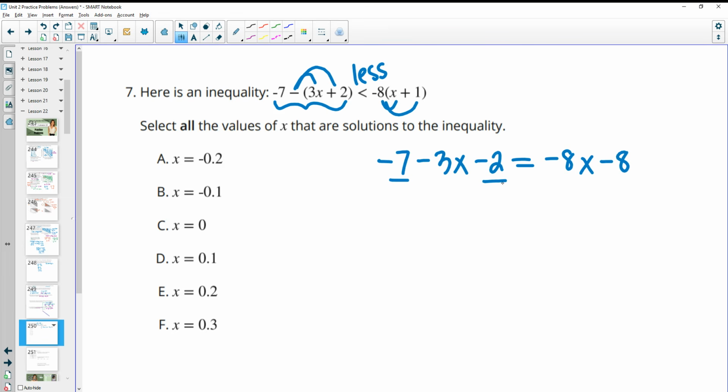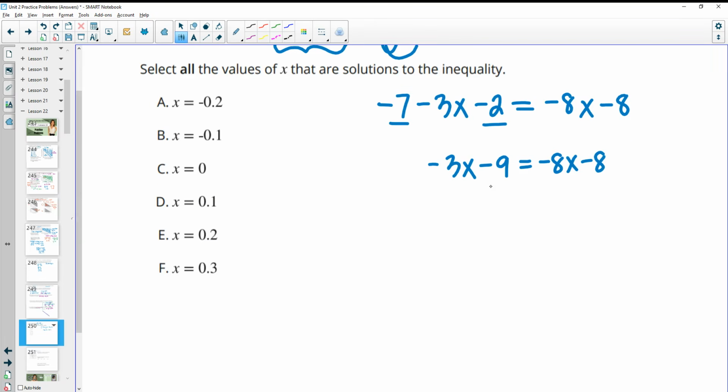Then I'm going to combine these like terms here. So I've got the negative 3x. Negative 7 plus negative 2 is negative 9. And then that equals that other side of negative 8x minus 8. So then I'm going to start getting like terms together. So I want this negative 9 and this negative 8 together. But I have to get the negative 9 off of this side or zero it out. So I'm going to have to add 9 to both sides because then this becomes 0. So I'm left with just negative 3x equals negative 8x, and then negative 8 plus 9 is positive 1.